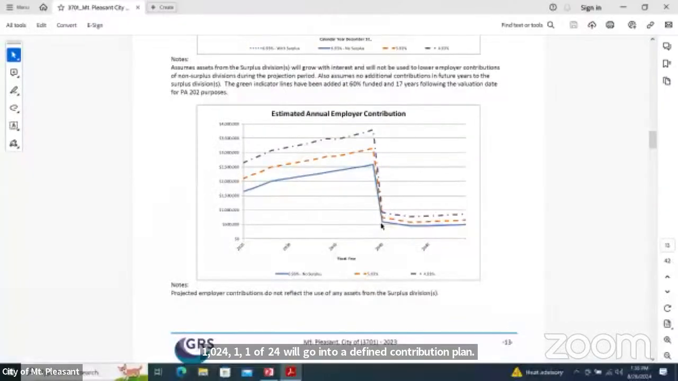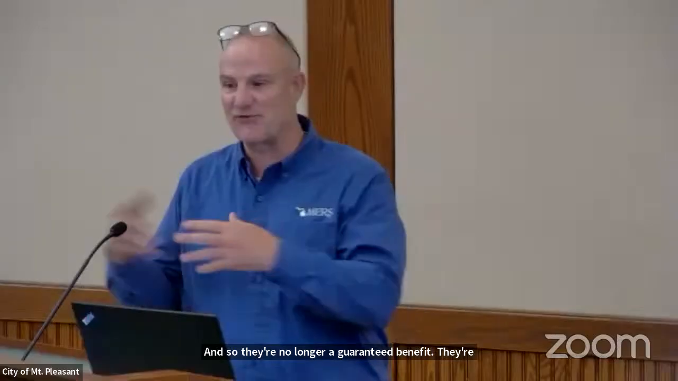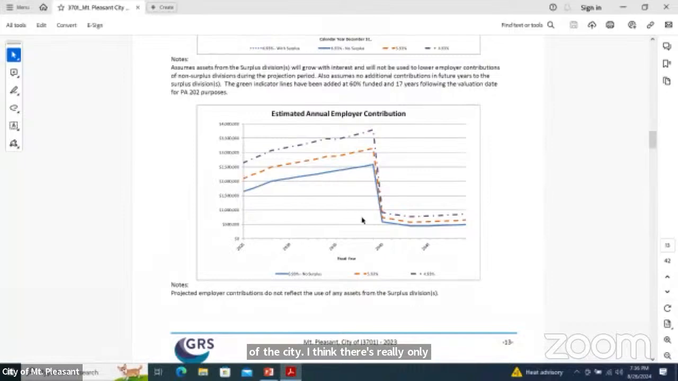All new hires as of 1/1/24 will go into a defined contribution plan. And so they're no longer earning a guaranteed benefit, they're earning an account balance. And there's different contributions for different groups of the city. I think there's really only two, but there are a few different divisions set up.